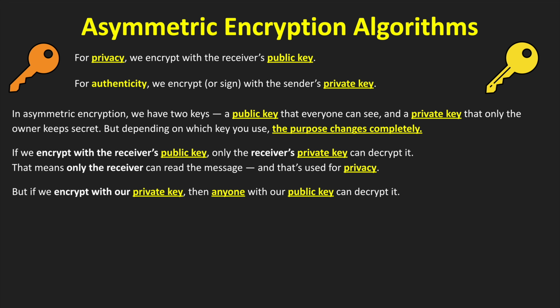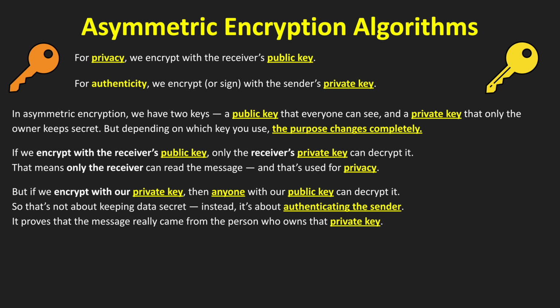But let's say we are encrypting with the private key. You might think, okay, if we are encrypting with the private key, what's the purpose? Because that message can be read by anyone who has the public key. So it's not for privacy, and we cannot use that for privacy. That's exactly right, because in our case we are using that for authenticity. It's not about keeping the data secret, instead it's about authenticating the sender. It proves that the message really came from the person who owns that private key.